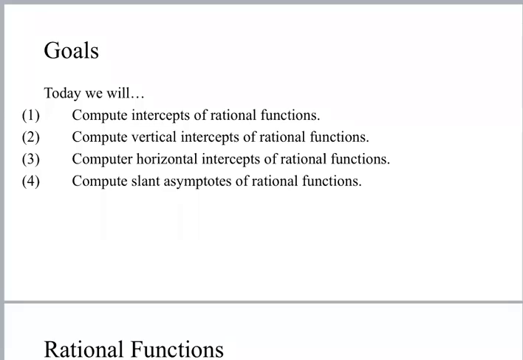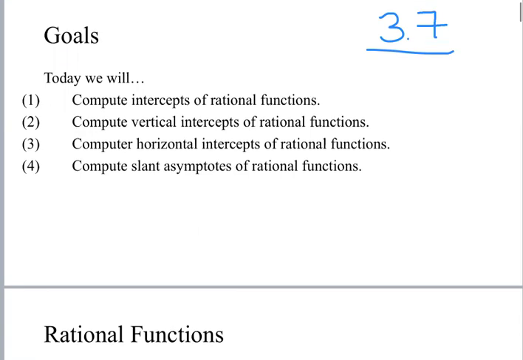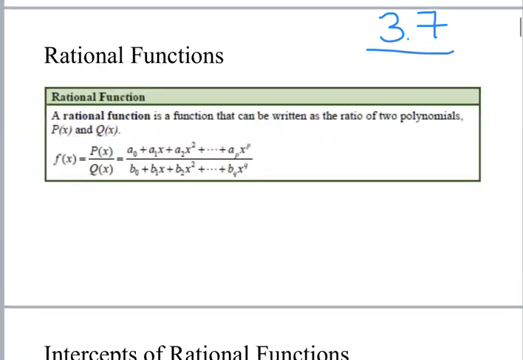Hello all, this is unit 3.7, and it's rational functions. So we're going to figure out how to do intercepts. We'll first figure out what they are, how to do all the intercepts, and then something called slant asymptotes of rational functions. So to get going, we first want to figure out what the definition of a rational function is.